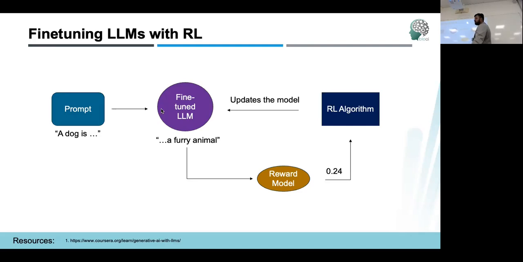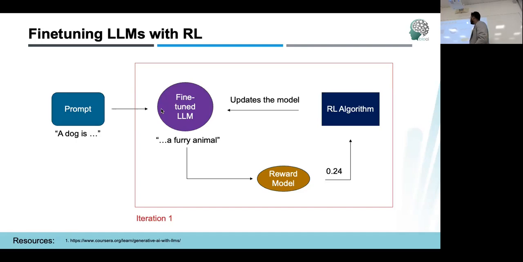And once you get this score, you use an algorithm called reinforcement learning, which I'm not going to explain. Using this, you update your fine-tuned model to get better results. So this was your iteration 1. You get that prompt, it produced a furry animal, you get a score, and your RL algorithm updates your fine-tuned model based on this score. And you will do that cycle. So in iteration 2, with the same prompt, it gets another result, after learning that 0.24 was the reward.